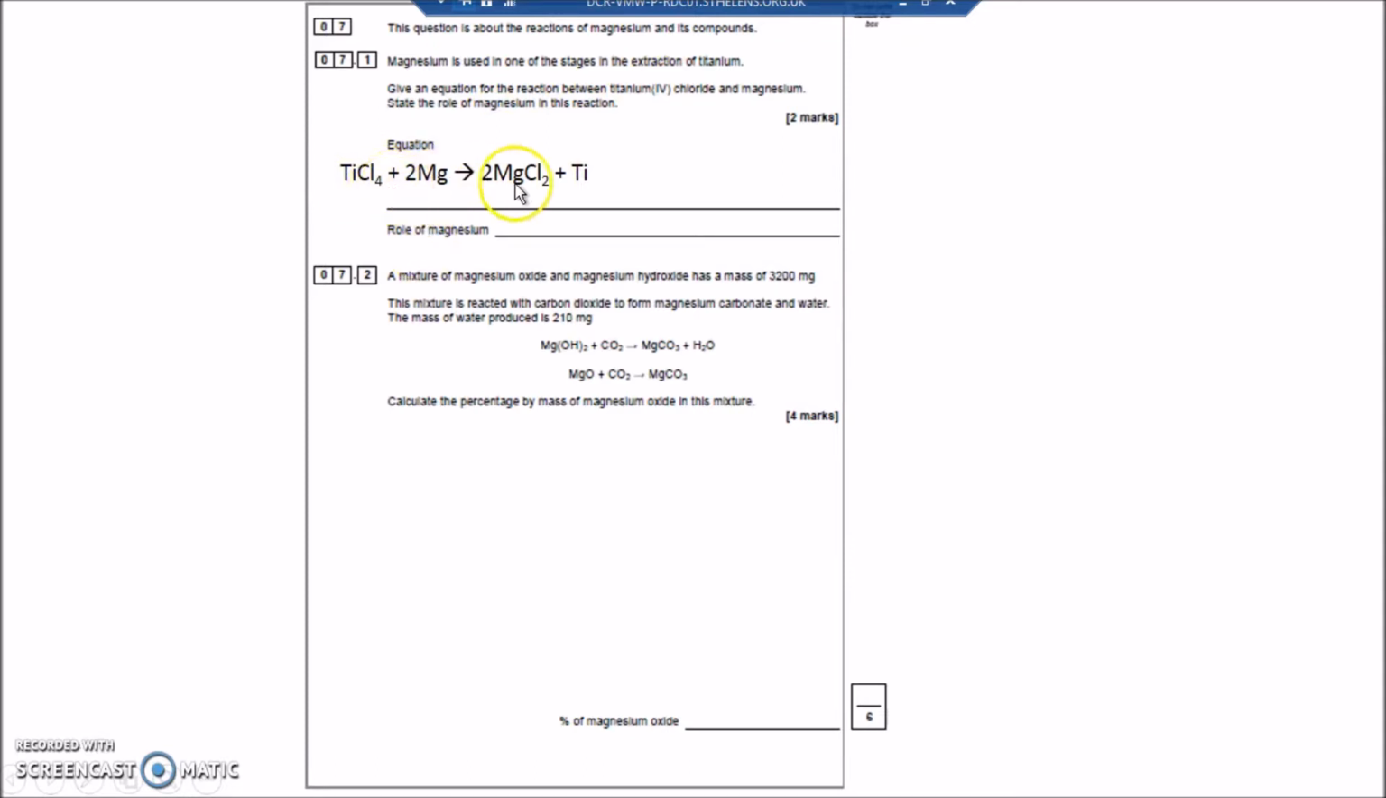Magnesium is Mg. It makes MgCl2. We know magnesium's in group 2, loses 2 electrons, +2 oxidation state. Cl is -1, so 2 minus 1s to balance out the +2, so MgCl2. And it says it makes titanium. To extract titanium is to make titanium on its own, and you need 2 Mgs to balance out the 4 Cls, which are on the left hand side.